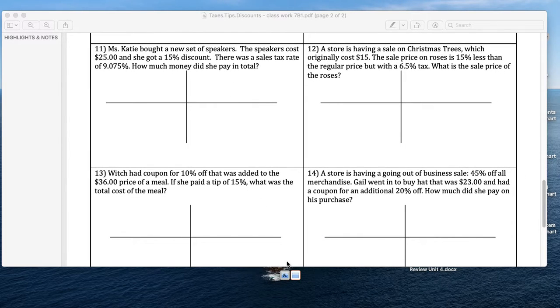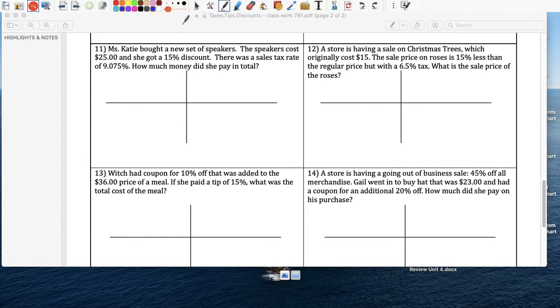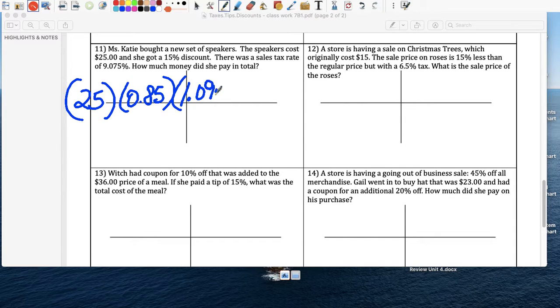Speakers. We have the speaker, which is $25. I'm going to multiply it by the discount. So if you take 15% off, I'm left with 85% that I have to pay. And then the tax rate, wow, it's a little bit high. We multiply by the tax, which is 1.09075. And that should give us a total. 25 times 0.85 times 1.09075. The final price for me at the register is going to be $23.18.